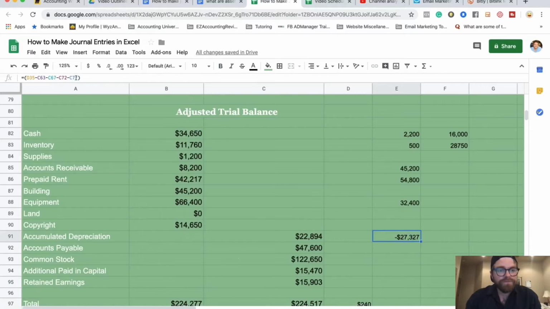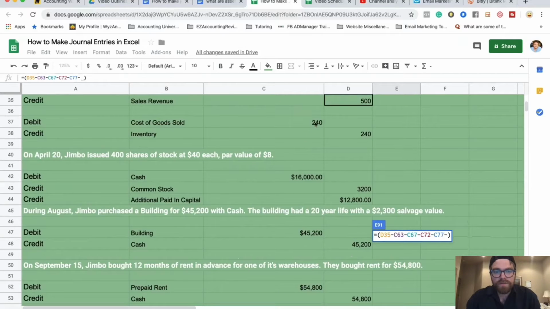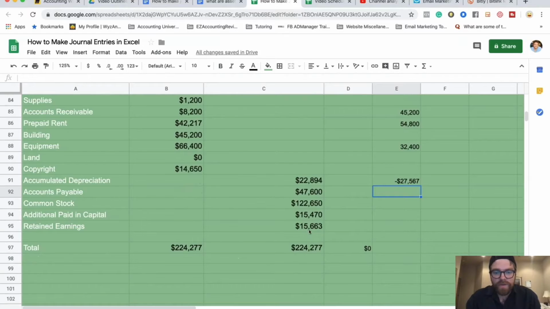We're going to do minus our cost of goods sold. And there we go. It updated our retained earnings, which is where our income goes. 224,277 equals 224,277. So as you can see, things don't always go according to plan, even in this video, but I went back through and I investigated to see what happened. And now it balances at the end.